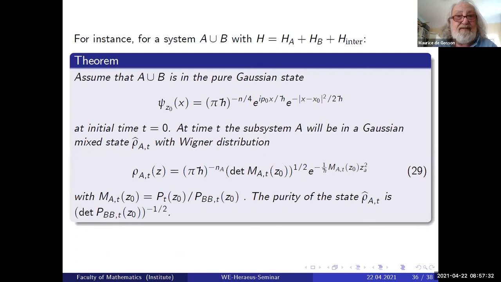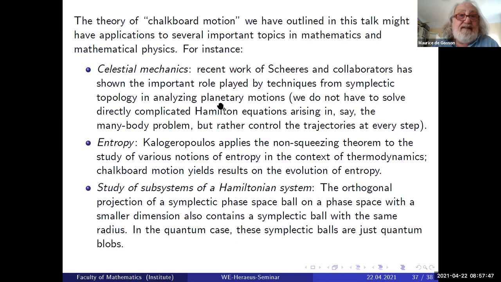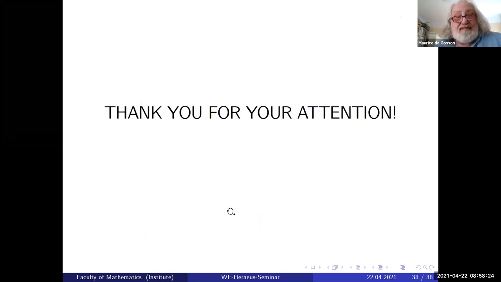So perhaps it's better if I stop here. There are also applications here to subsystems. Here you can calculate the increase in entropy and purity also using these results. What I have outlined here could be useful in celestial mechanics. Scheres in Boulder has used this to analyze planetary motion and satellite motions. In entropy, Kalogeropoulos has applied this, or the non-squeezing theorem, to study various notions of entropy and the study of subsystems of Hamiltonian systems, both classical and quantum. This is something I'm working on right now, so it's only work in progress. Well, thank you for your attention then.